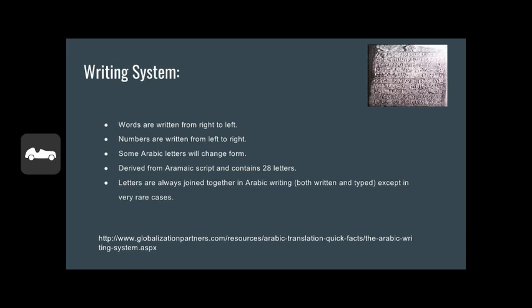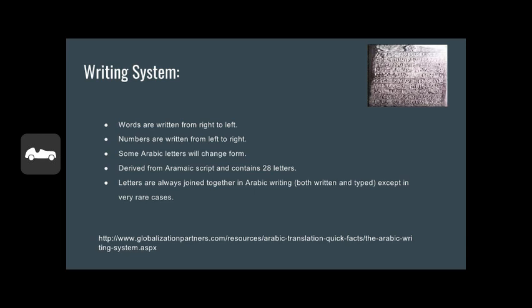Their numbers, like ours, are written from left to right also, but some Arabic letters change form depending on how they're used. What does that mean? Well, letters in Arabic are always joined together in writing, like it's written in script or cursive. They always write in cursive. It's derived from cursive. Their language has always been in this beautiful, flowy cursive form that contains 28 letters.